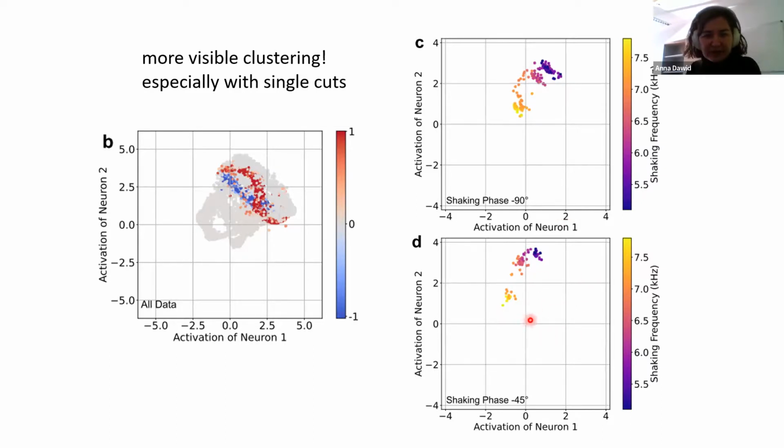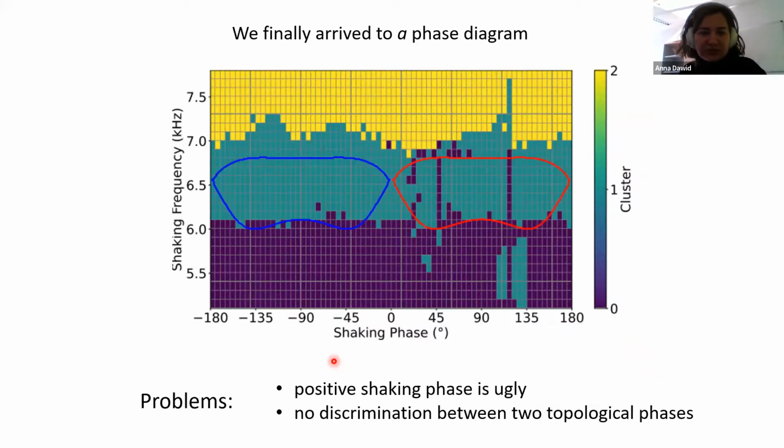And if you do the simple clustering, cut by cut, we can get such a phase diagram. And well, it's not very beautiful. As you see, we wanted to see these two topological phases and these two trivial phases, and we see something in between. And first of all, there are these ugly anomalies, and we don't have any distinguishing between topological phases, which is the main problem.